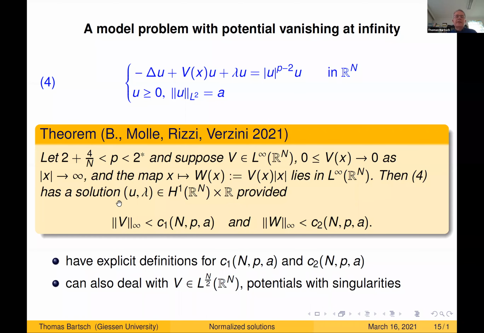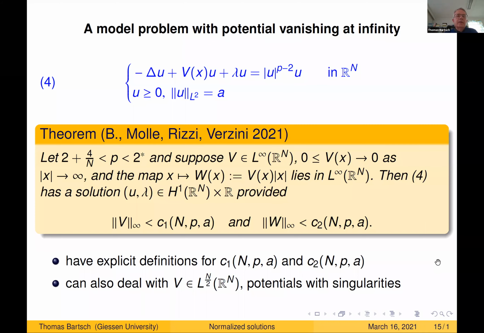converges towards 0 like 1 over norm x almost. Then we can prove the existence of a solution if, in addition, the L infinity norms of V and W are not too large. This result is not of a perturbation type. So that means we do not say there exist C1 and C2 such that if the L infinity norms of V and W are small, then we have a solution. So we have explicit definitions for these bounds. For sure, they are not optimal, but they just tell us that the result is not just a perturbation result.